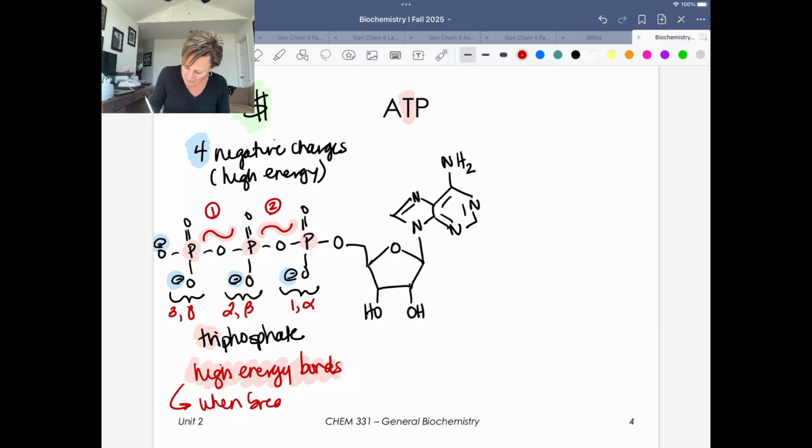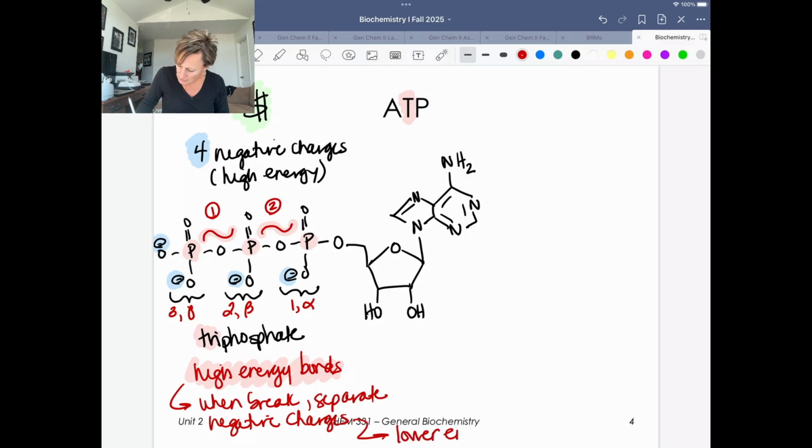So when we break these high energy bonds, we are going to separate those negative charges, and that makes it lower in energy. And so the excess energy then gets to be given off.